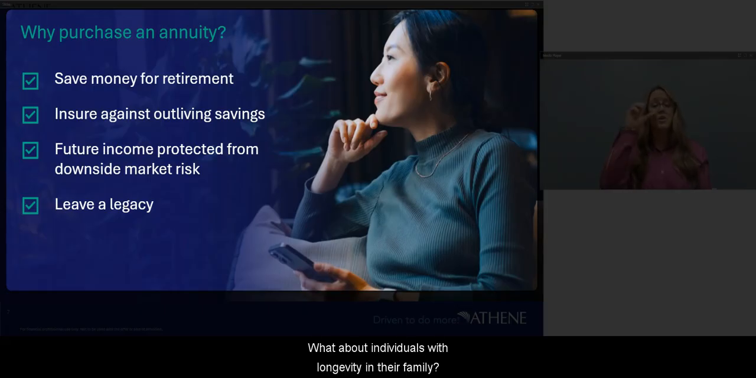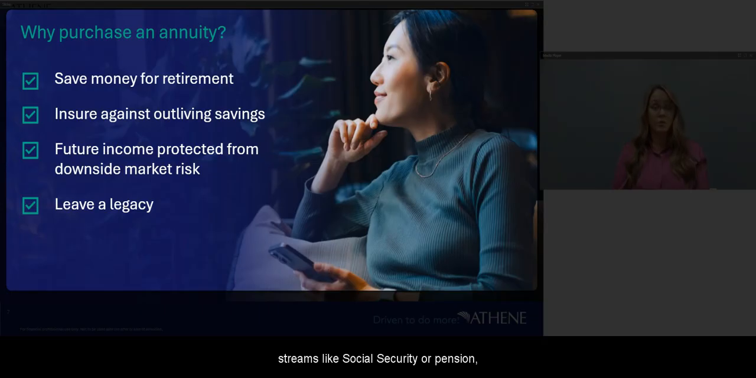What about individuals with longevity in their family? Customers that expect to live a long life and want to help ensure that they don't outlive their savings might benefit from an annuity that offers a lifetime income rider. Risk-averse clients. If you have clients that are uncomfortable with volatility of the stock market and prefer a more predictable income, fixed indexed annuities can offer a solution. People without other retirement income sources. If you have clients who lack significant income streams like Social Security or pension, annuity can help fill that gap.